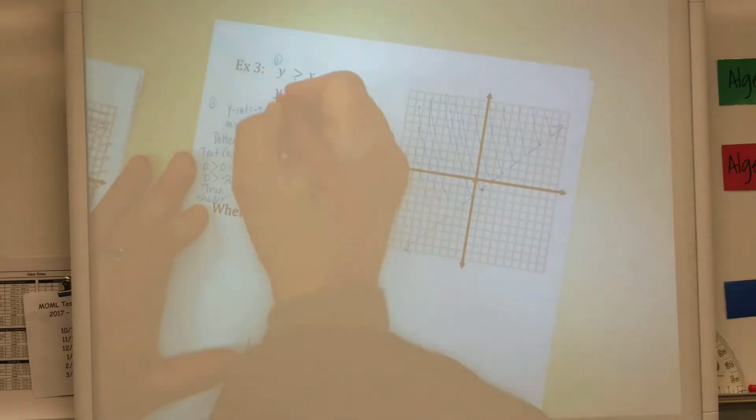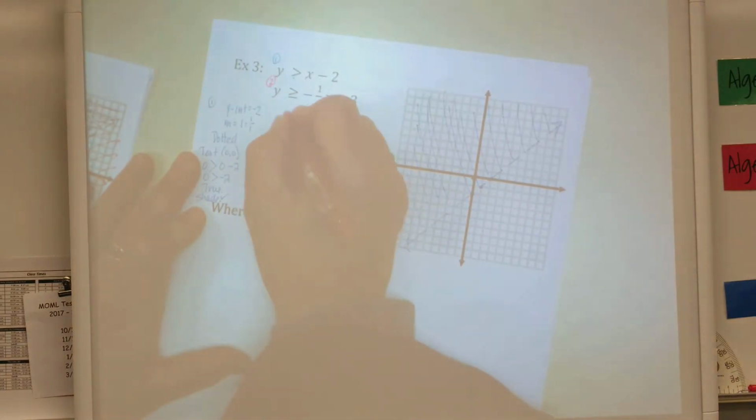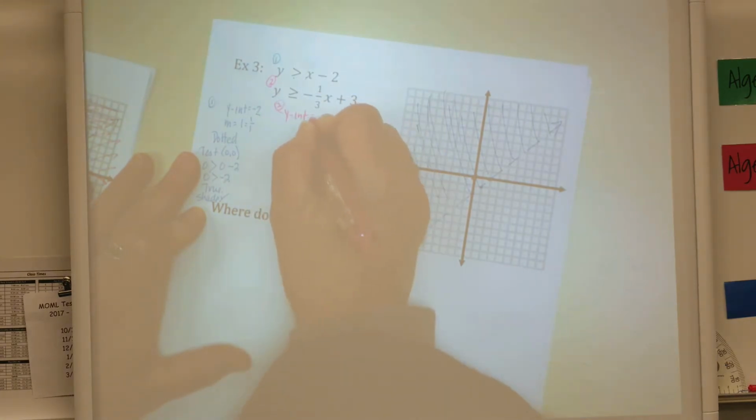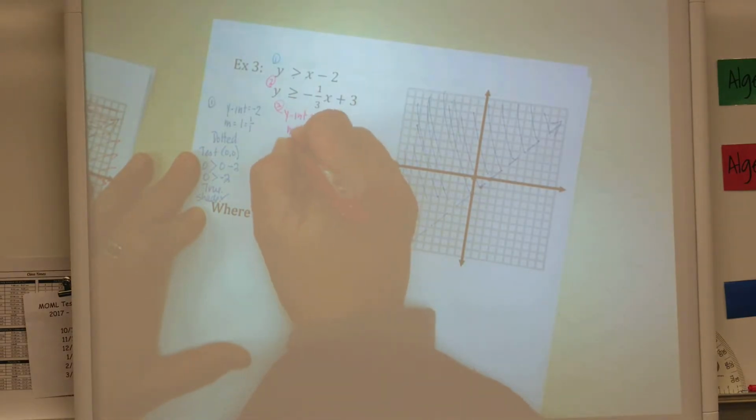And then I'm going to do the second line. This one is also in y-intercept form. So my y-intercept for my second equation is a +3. My slope is a -1/3. It has an equal sign, so this one's a solid line.